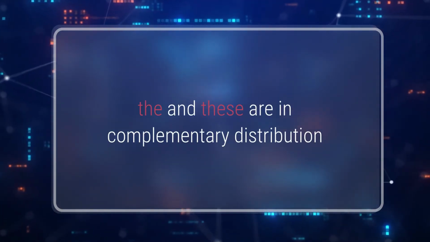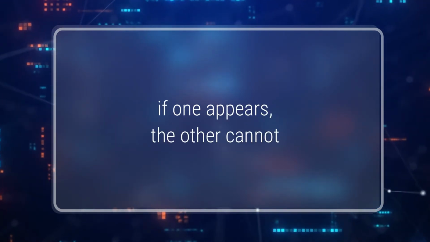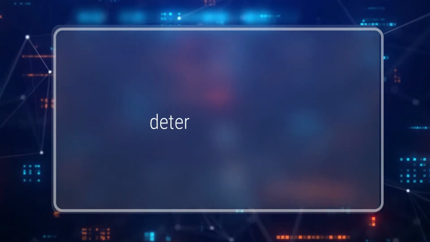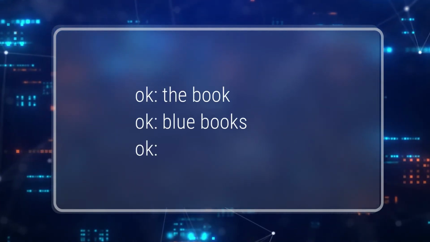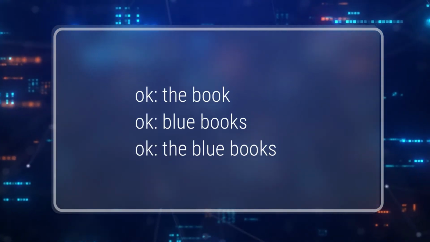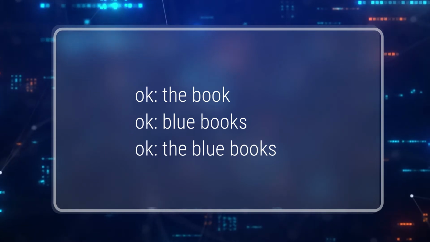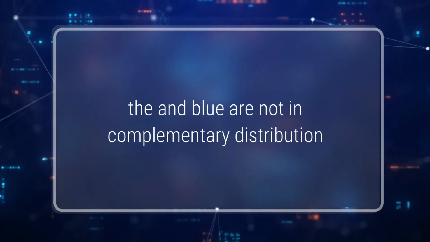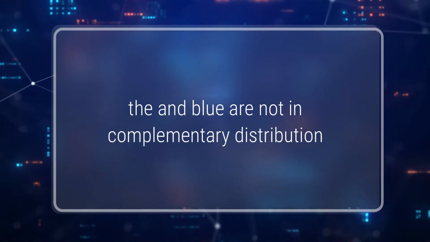We see that the and these are in complementary distribution. If one appears, the other cannot. This is evidence that they are both in the same category. And in this case, it is the category we call determiners. On the other hand, it's okay to say the book, blue books, the blue books. So, we see that the and blue are not in complementary distribution, and nothing much follows from this.